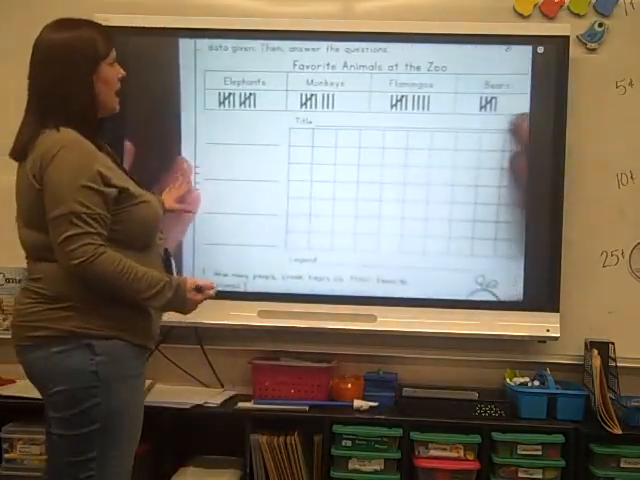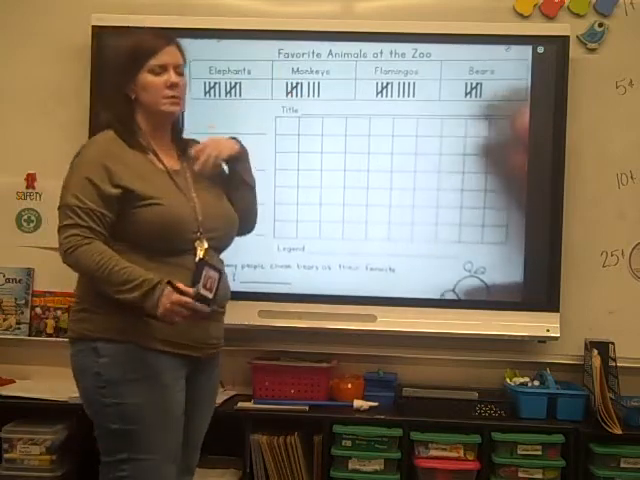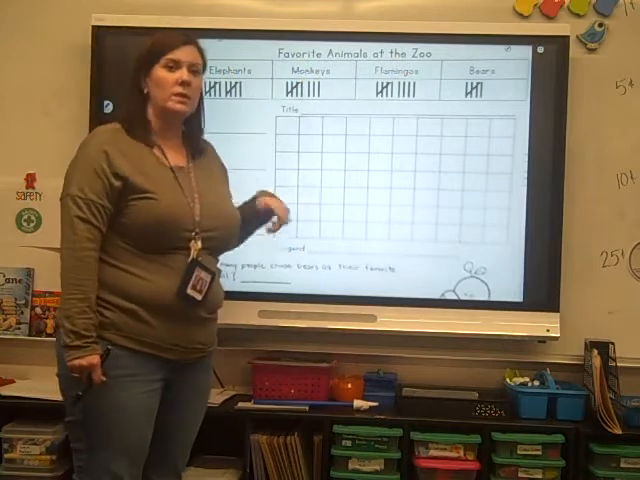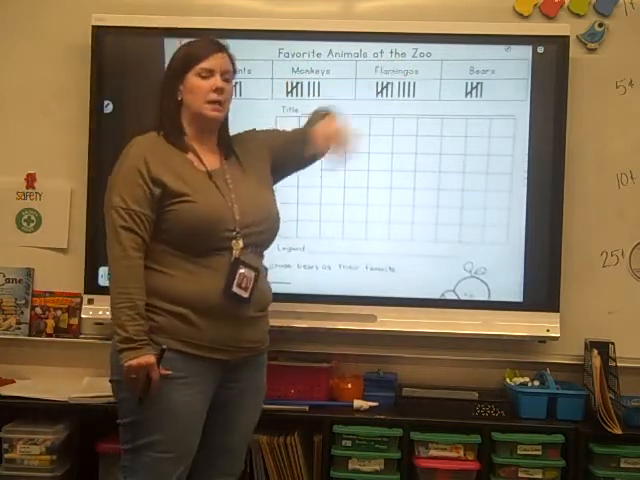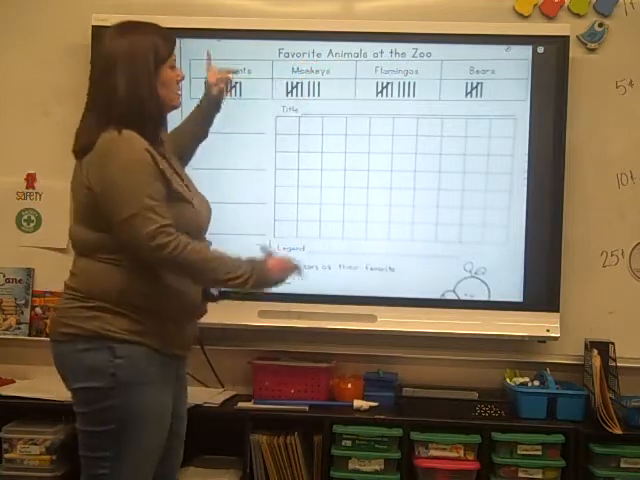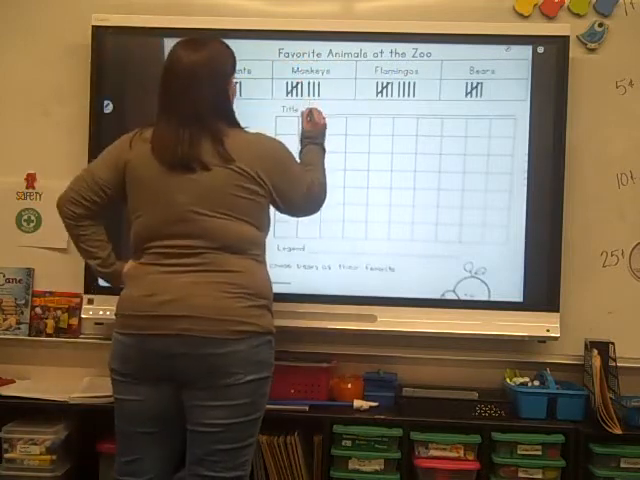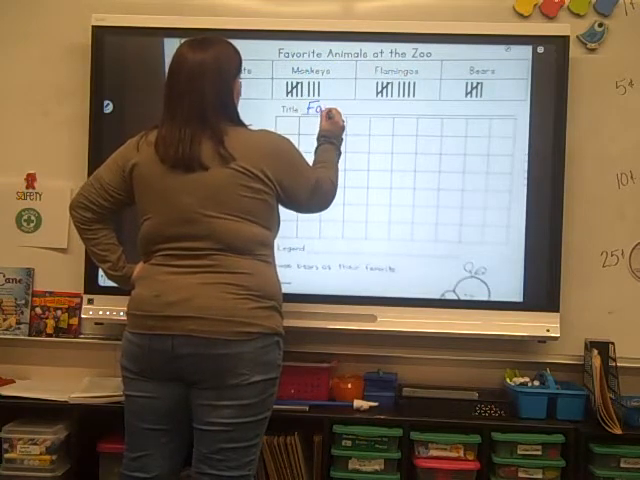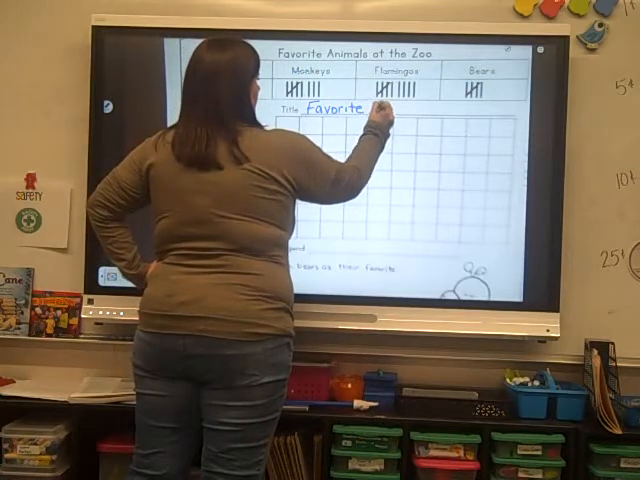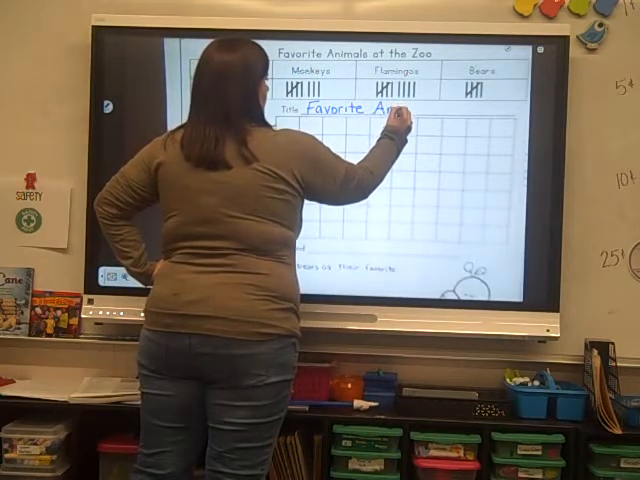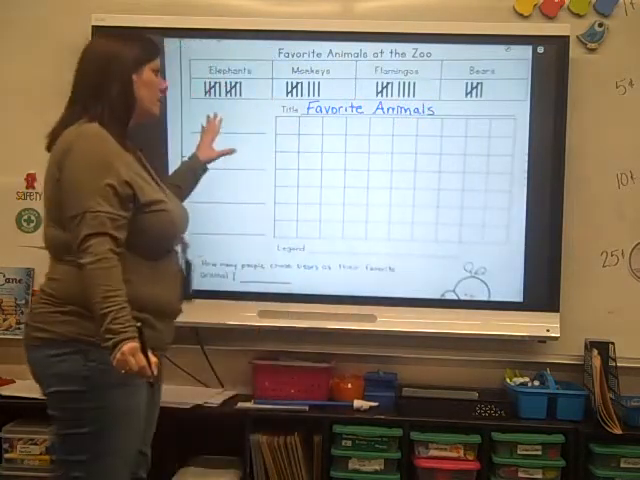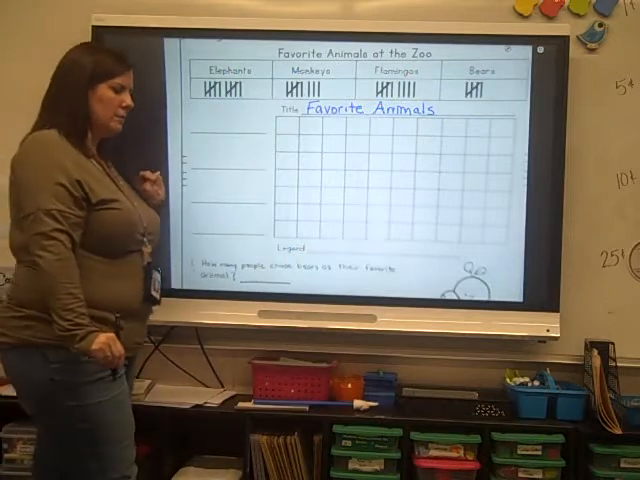All right. So this time, we're talking about our favorite animals at the zoo, okay? So we need a title. So what did we vote on? Our favorite animals at the zoo. So let's just do favorite animals, okay? So let's copy favorite animals. That's our title. All right, so we're going to do a bar graph again. Go ahead and write your title.